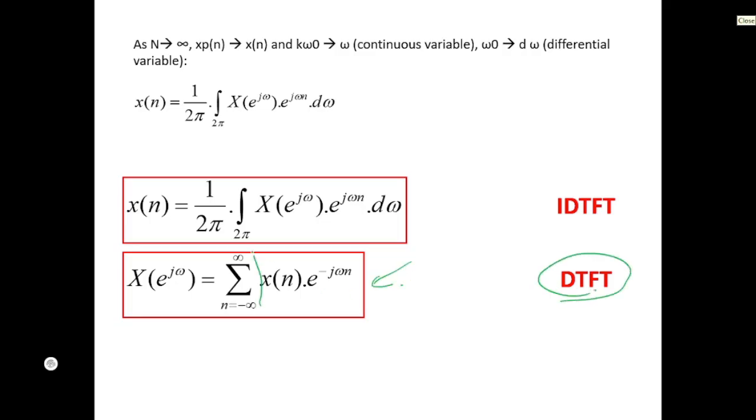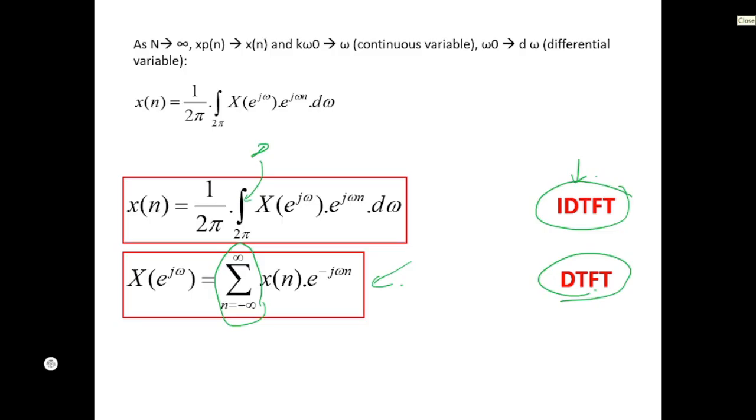Now, if you see, it is a summation, which means the number of computations will be finite. But if you look over here at the IDTFT, what do we have? An integral. And when we have an integral, that means we will have an infinite number of samples. So our digital systems will not be able to handle this IDTFT processing. Due to this, there was a need to develop another transform, which is the discrete Fourier transform, which could handle both the forward and the inverse transforms.